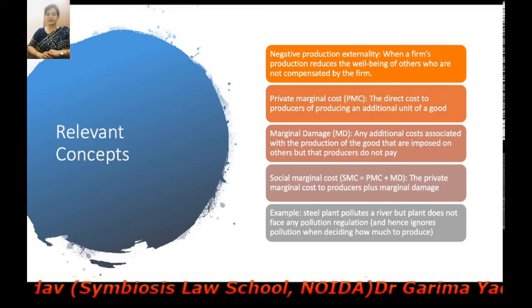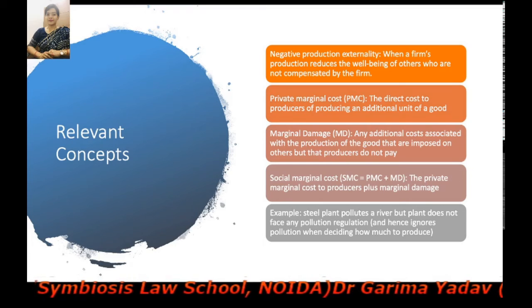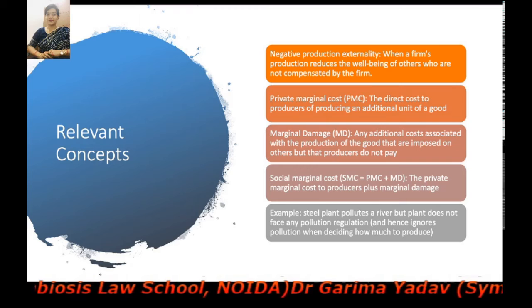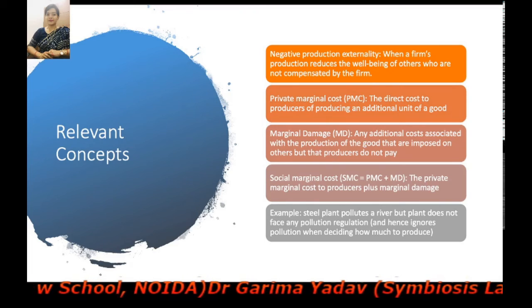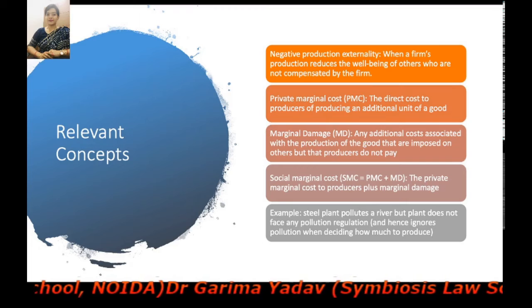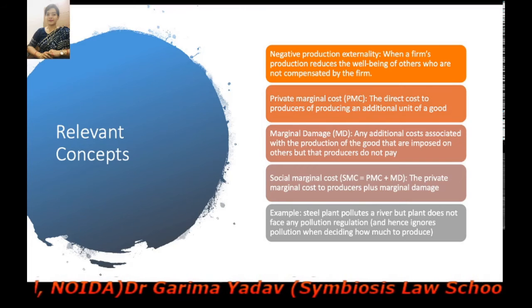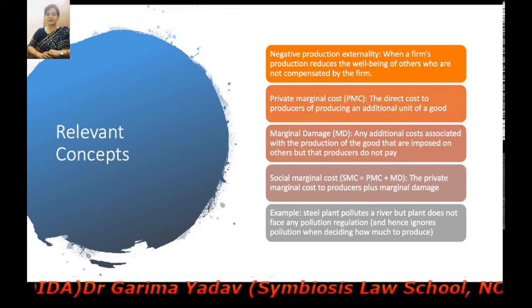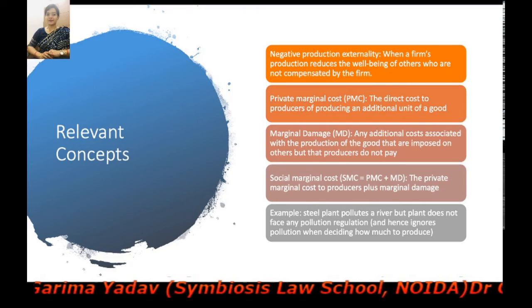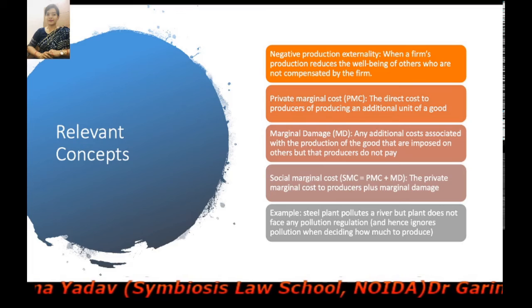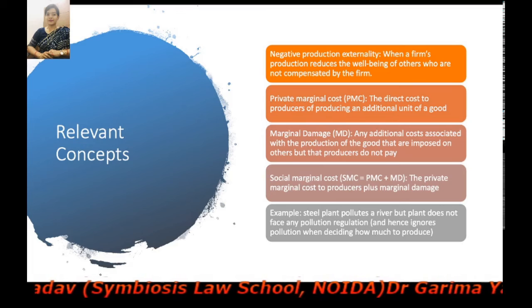The second is marginal damage. Again, a marginal concept over here. It is any additional cost associated with the production of the good that is imposed on others, but that producers do not pay. Now, when we combine these two, private marginal cost and the marginal damage, we get the social marginal cost: the private marginal cost to producers plus marginal damage.